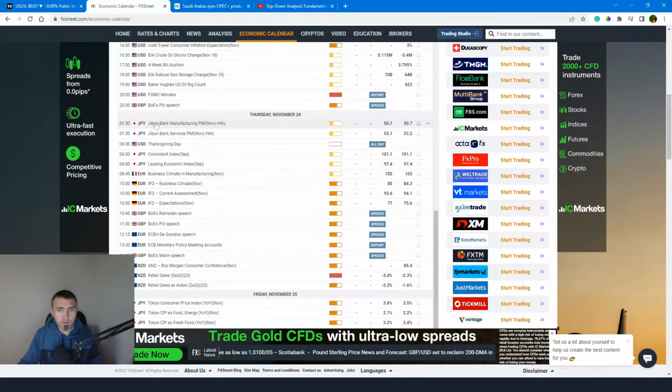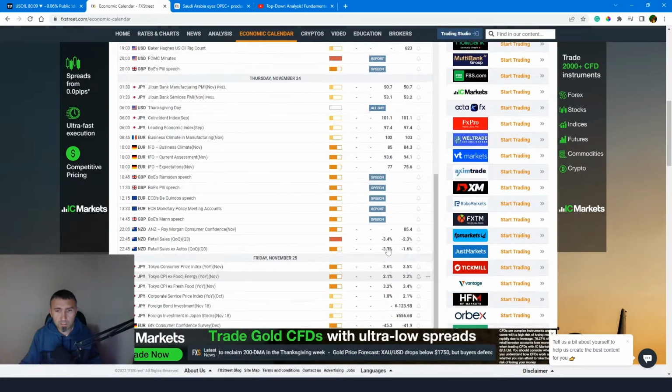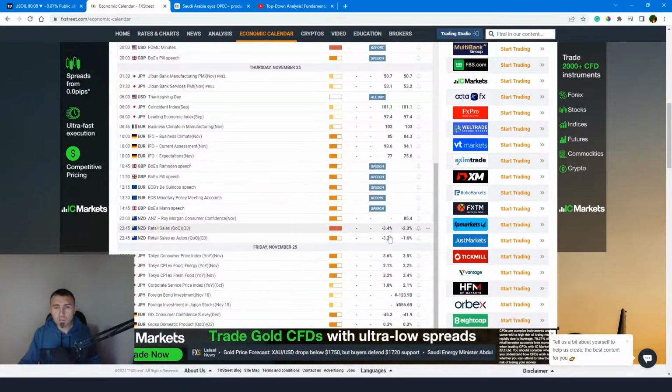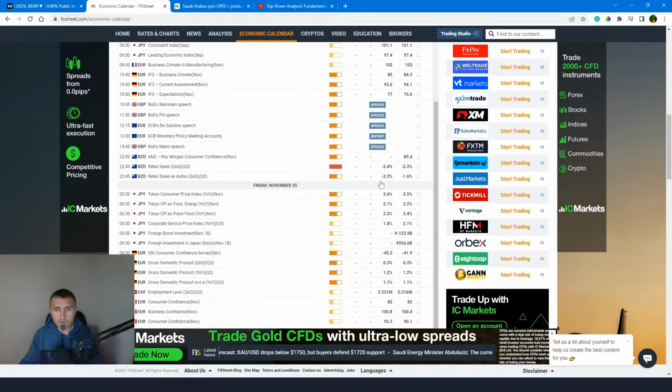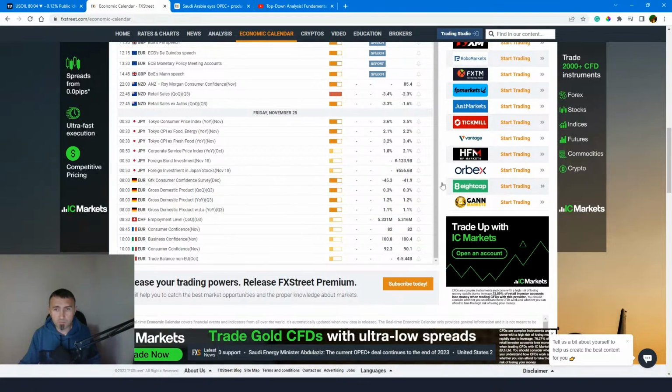On Thursday, we have retail sales from New Zealand. So this is going to be very important as well. From New Zealand, it is expected negative retail sales. But let's see, because their economy is very strong, I don't think that it may come this low, minus 3.4, because they are performing very well during the last month.